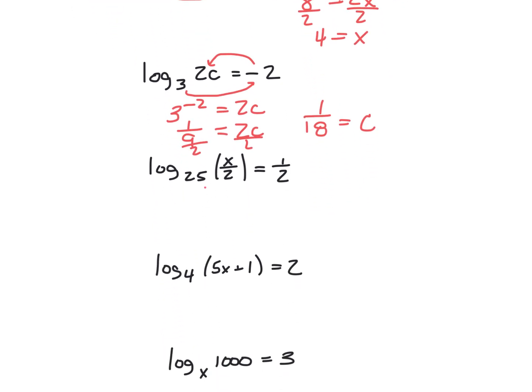And I'm going to get c to be 1 over 18. Next one here again, one single log. So I'm going to have 25 to the 1/2 power is equal to x over 2. Remembering that 25 to the 1/2 power, the 1/2 power is the same as the square root, so that is equal to 5. And then to solve for x, I would multiply both sides by 2, and I would have x to be 10.